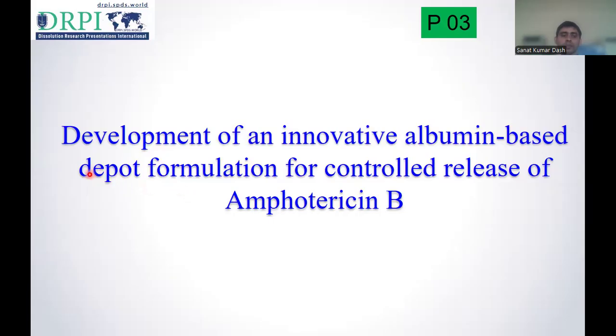Hello everyone, it's my pleasure to present my research on the topic entitled Development of an Innovative Albumin-based depot formulation for controlled release of amphotericin B.